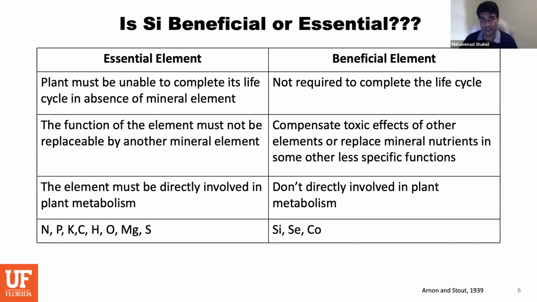This is also a common question: is silicon beneficial or essential? Silicon is basically not an essential element. What does essential element mean? It is 100% needed by plants to complete their life cycle. In the absence of an essential element, plants cannot complete their vegetative growth and proper reproductive growth. Like nitrogen, phosphorus, potassium, oxygen, these are all essential elements.